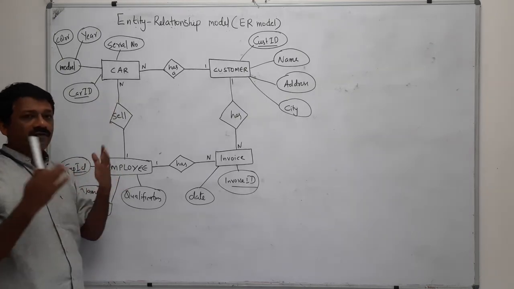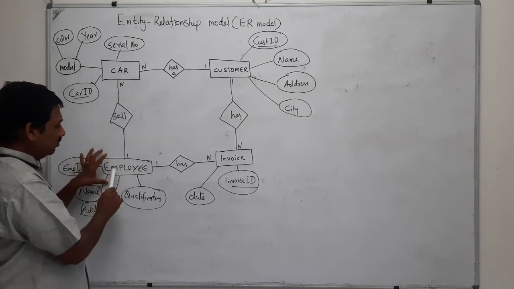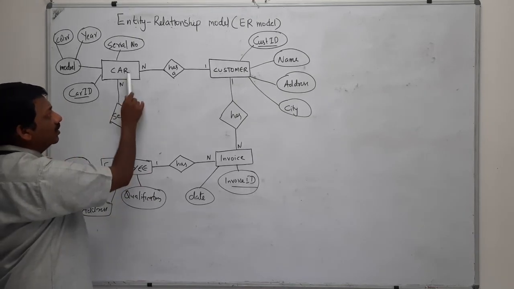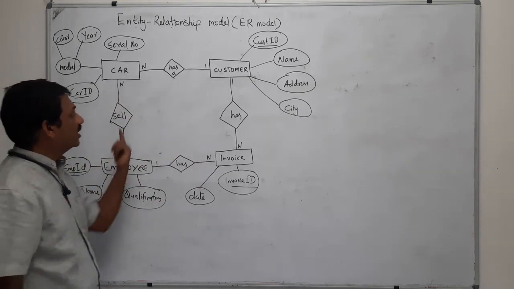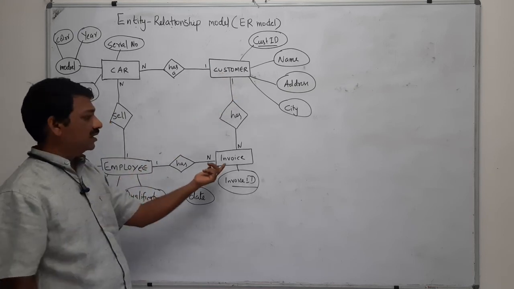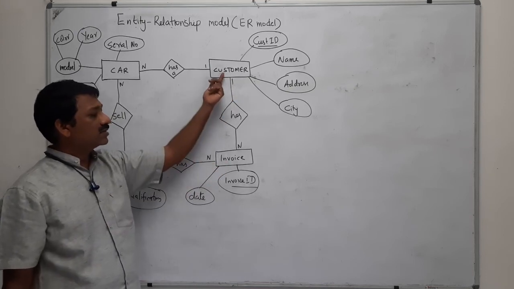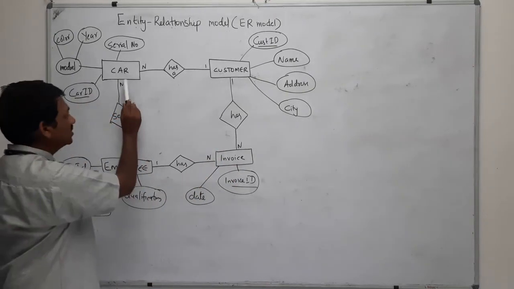That means if you have a showroom, then a car is sold by an employee and a car is owned by a customer. That means he is selling his car to a customer, and for that he is generating an invoice and this customer is getting that invoice. That means here four entities are there.